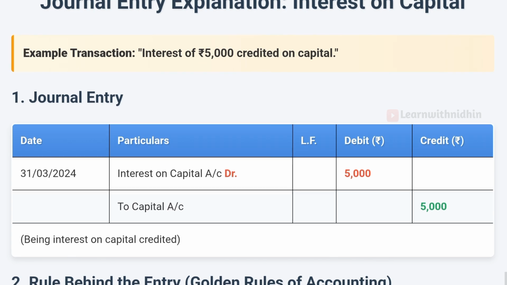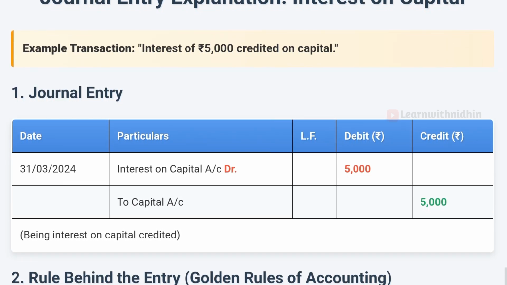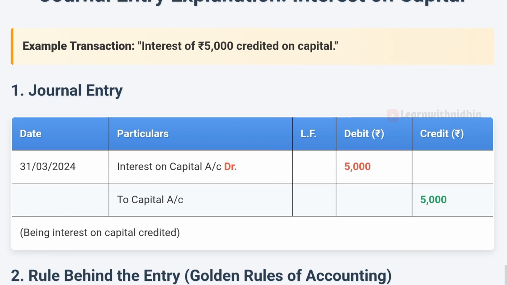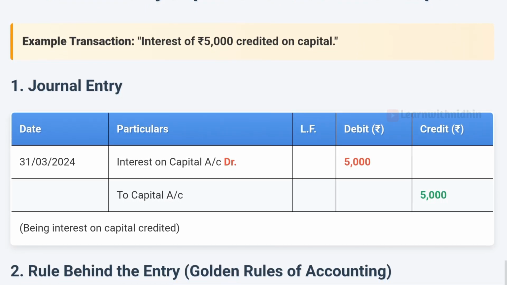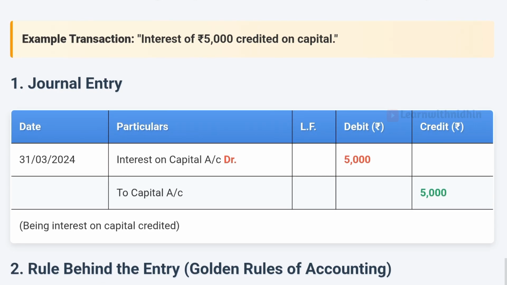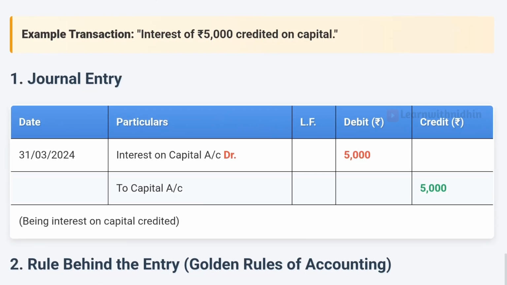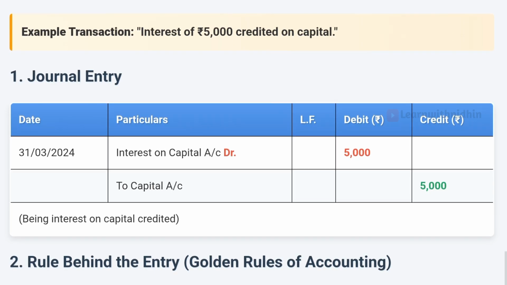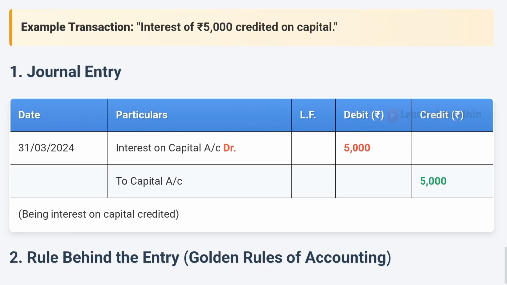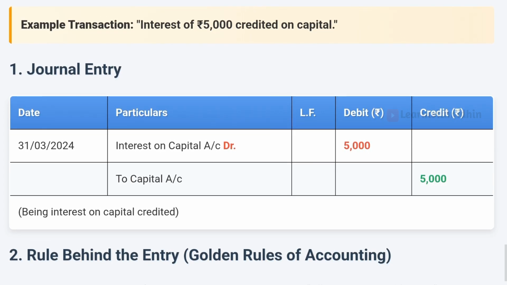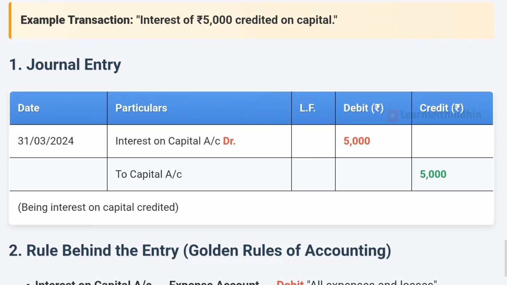1. Journal entry. First, we record this transaction in the books. Here's how the journal entry looks. On 31st March 2024, we debit interest on capital account with 5,000 rupees. And we credit capital account with the same 5,000 rupees. The narration reads, being interest on capital credited. Simple, right?